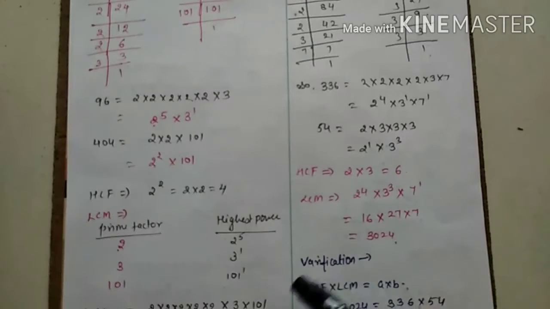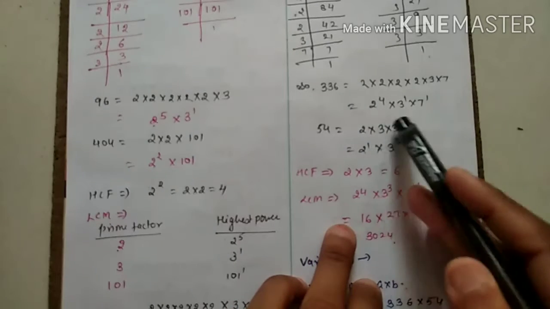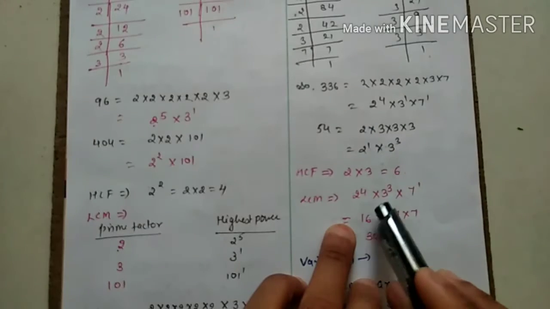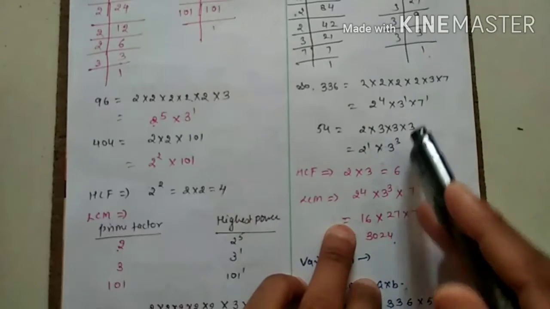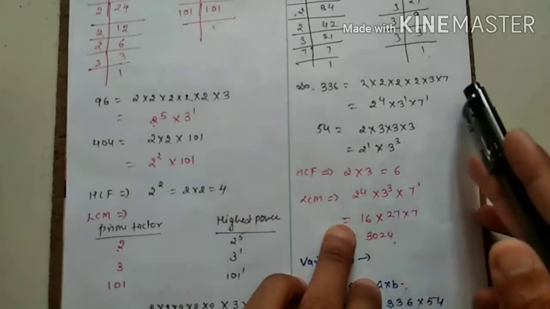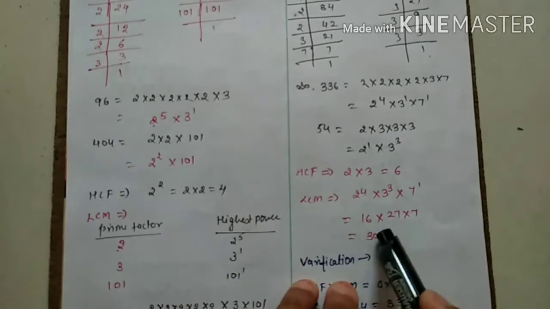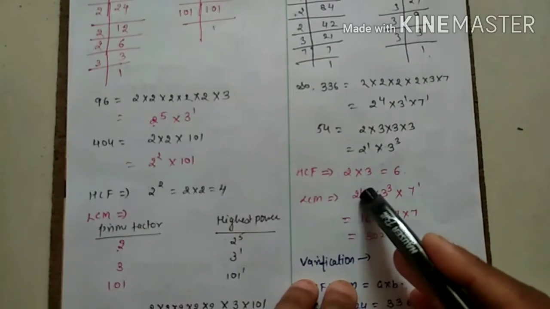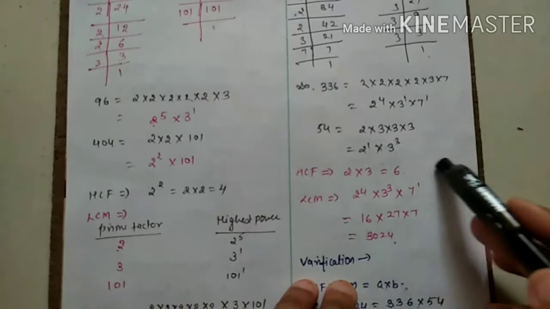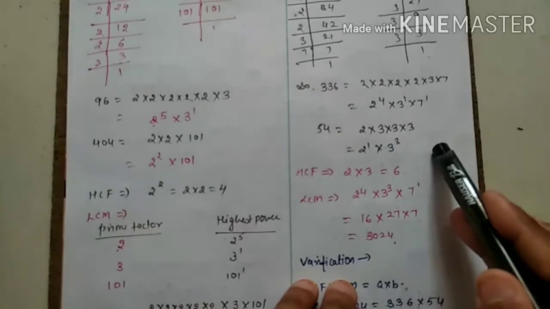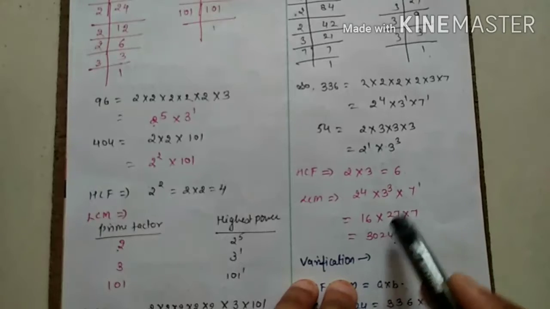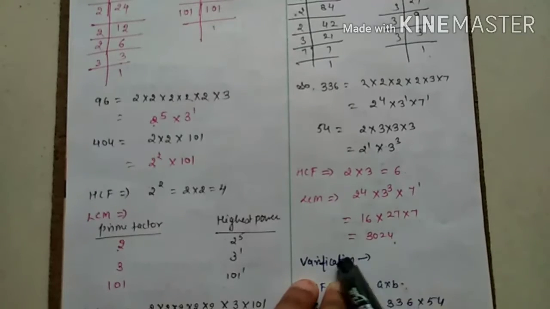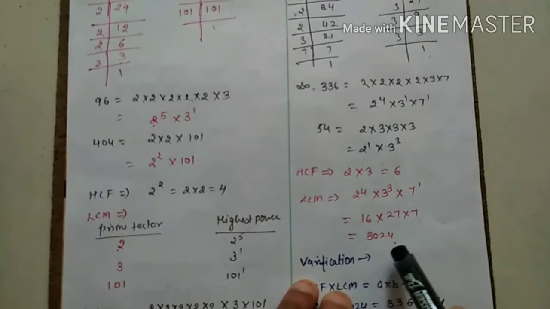Now come to the LCM. For LCM I have to take all the factors with the highest power. 2 power 4, here 2 power 1, so I take 2 power 4. Then 3 power 3 and 3 power 1, so I take 3 power 3, and 7 is remaining. So I take 16 into 27 into 7. 2 power 4 becomes 16: 2 into 2 is 4, 4 into 2 is 8, 8 into 2 is 16. Into 3 cubed, which is 27, into 7. By multiplication you get 3024.